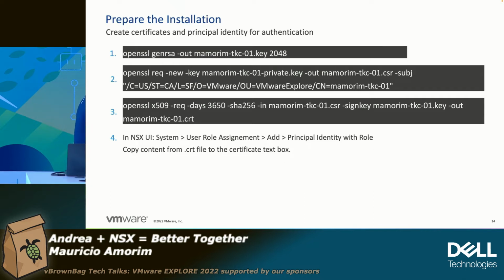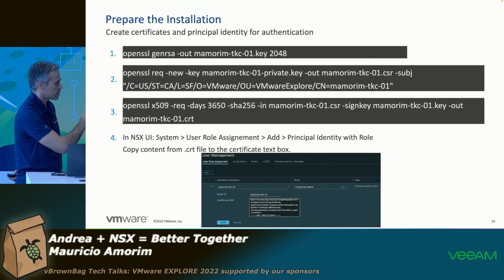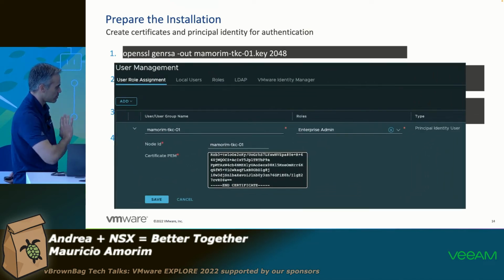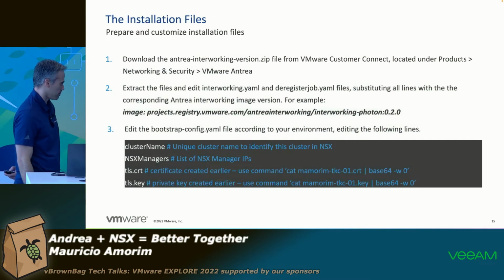These are the steps: generate a self-signed certificate, and create what we call the principal identity in the NSX manager so that we will be able to authenticate against the NSX manager. That's the screen showing how we create this principal identity.